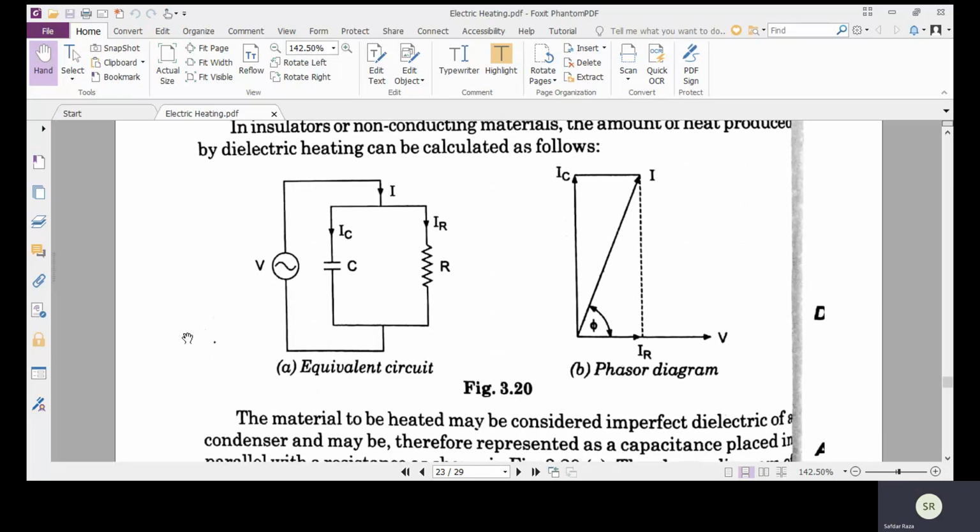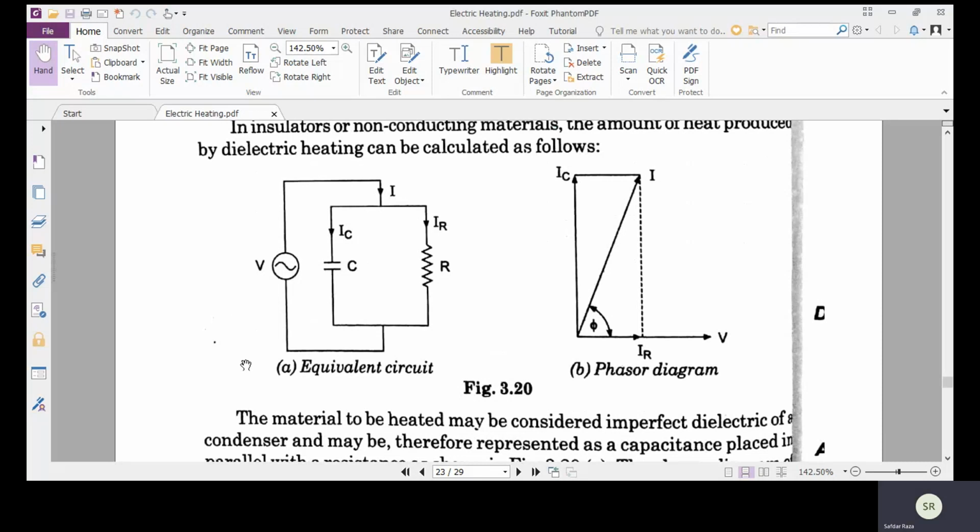From figure 3.20, there is a circuit diagram where a capacitor and a resistor are in parallel, and the high frequency voltage supply is represented by V. Here R represents the characteristic of the material, because in a capacitor, if C is ideal, then the phase difference between V and I is 90 degrees. Since the dielectric material has its own characteristic, there exists some delay between V and I, which is represented in this figure as R. So we can say that the total current is divided into two parts: one is the capacitive current and one is the resistive current.